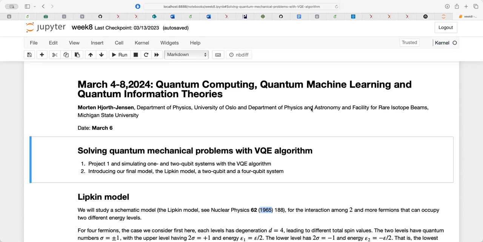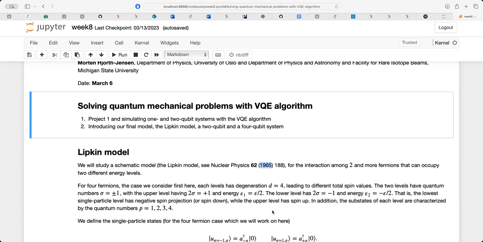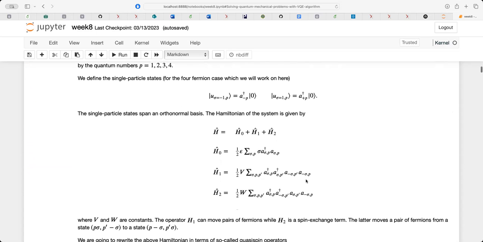Okay, so let me switch over to the whiteboard and quickly remind you of what we did last week. So as I said, I'm going to come back to what you see here. And this provides you with background information on how you can rewrite, as you can see here, a Hamiltonian which is written in terms of creation and annihilation operators, how I can rewrite that one in terms of Pauli X, Y, Z matrices.